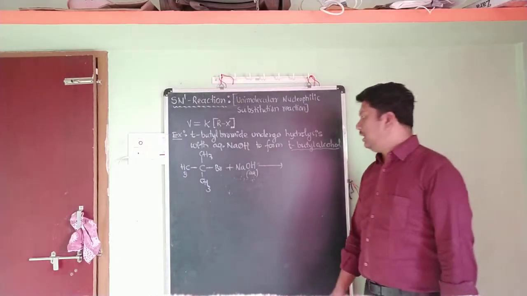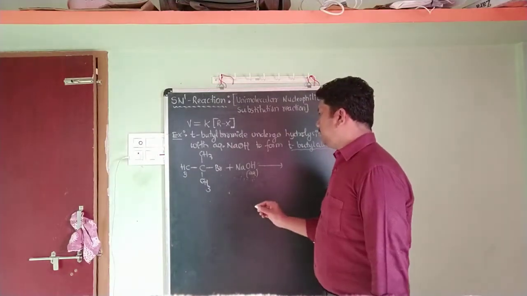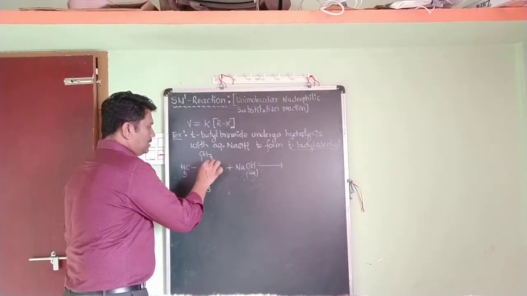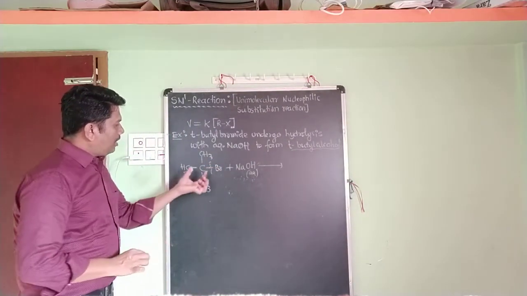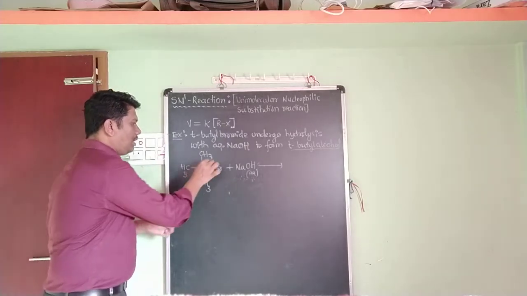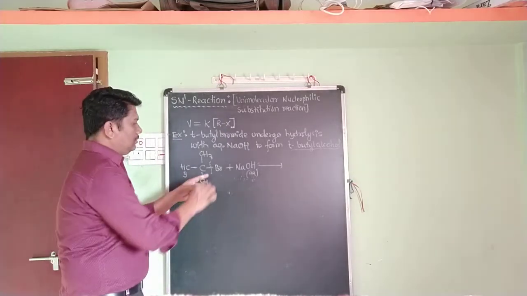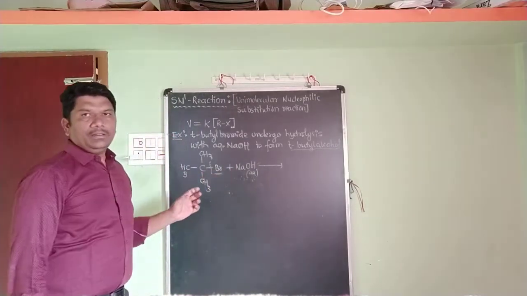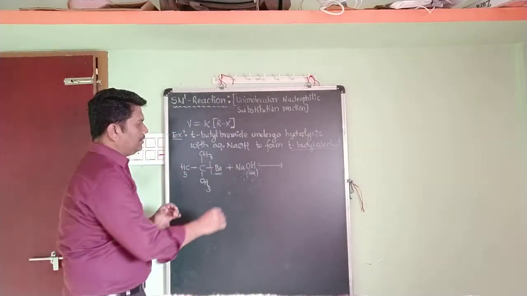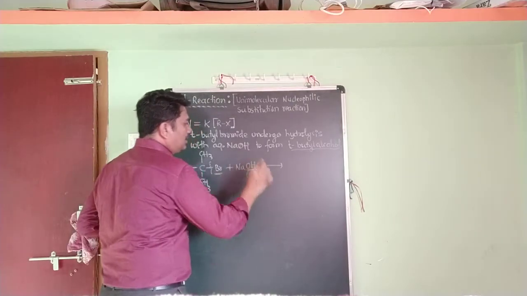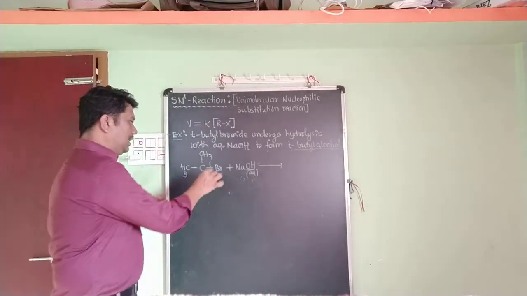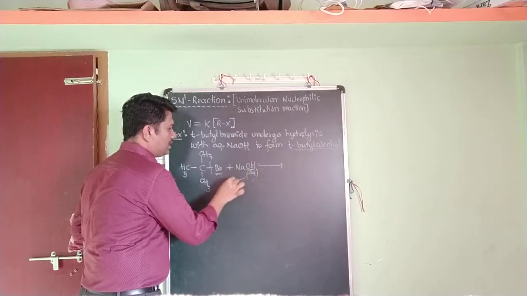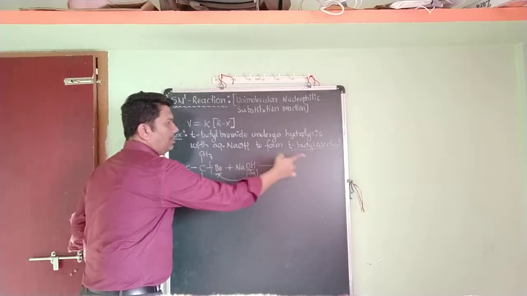To form tertiary butyl alcohol, see, this C and Br bond, the bond between C and Br, will break. This Br is a weak nucleophile. It's a halogen, a weak nucleophile, and here OH is a strong nucleophile. The weak nucleophile is substituted by the strong nucleophile. Therefore, OH will substitute here and Br will come outside.